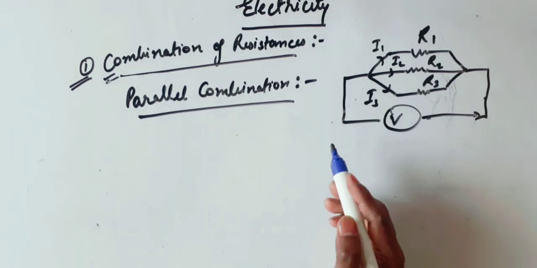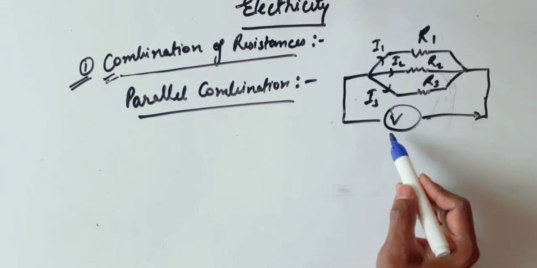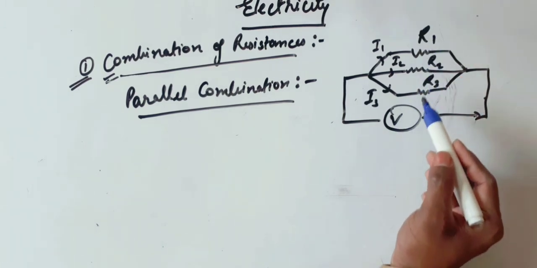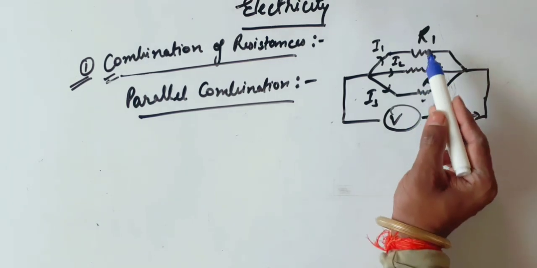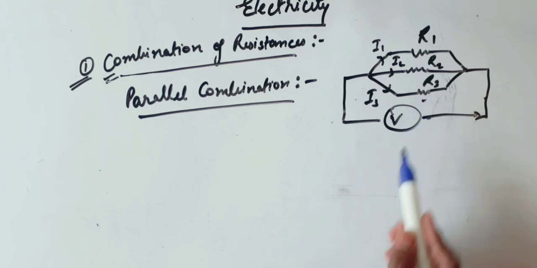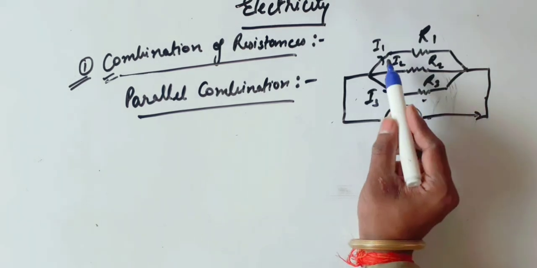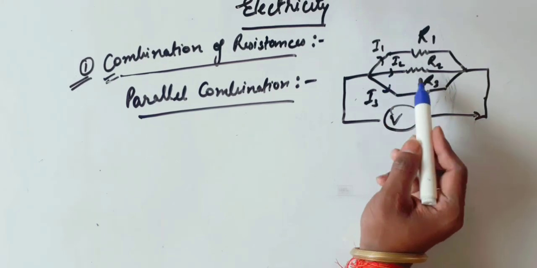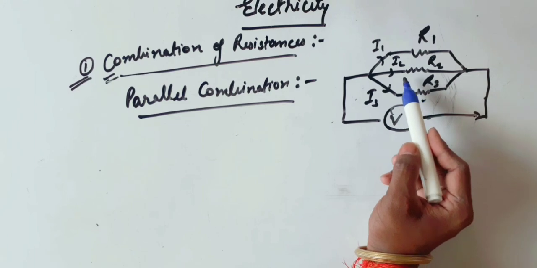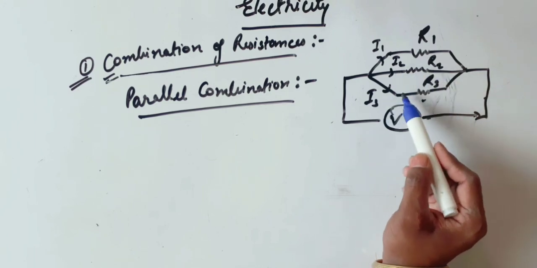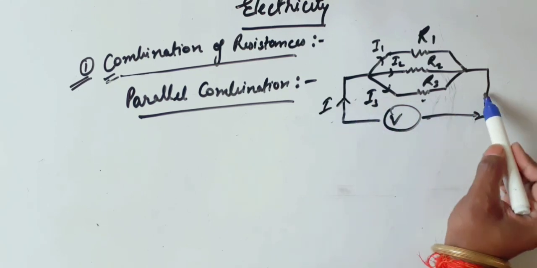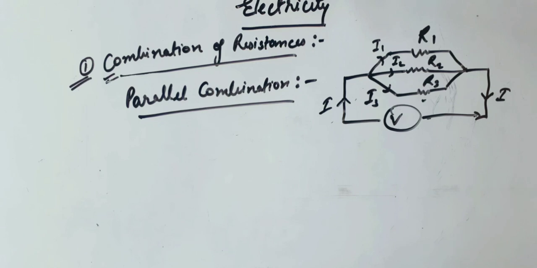Here in the case of parallel combination, as we know, the applied potential will remain constant for each resistance. For R1 it is equal to V, for R2 also it is equal to V, and for R3 it is also equal to V. But the flow of current will be different in each resistance. For R1 it is equal to I1, for R2 it is equal to I2, and for R3 it is equal to I3. Okay, and here the total current flowing is equal to I.